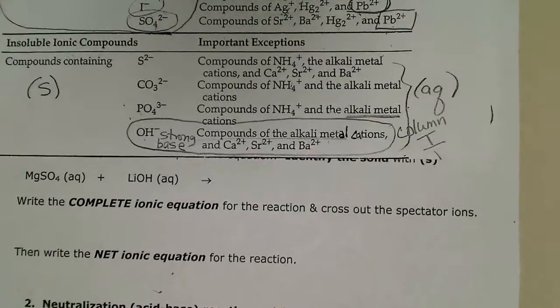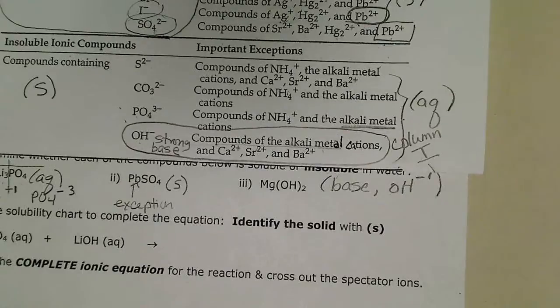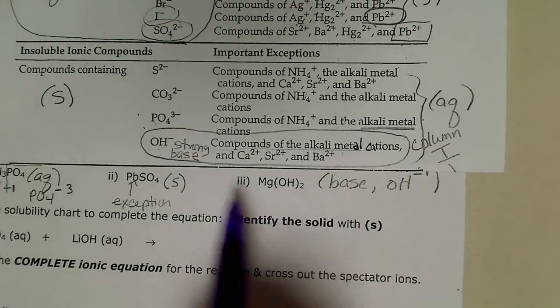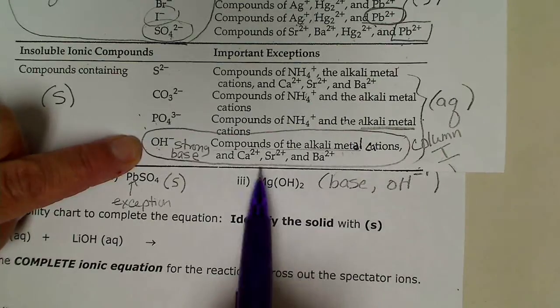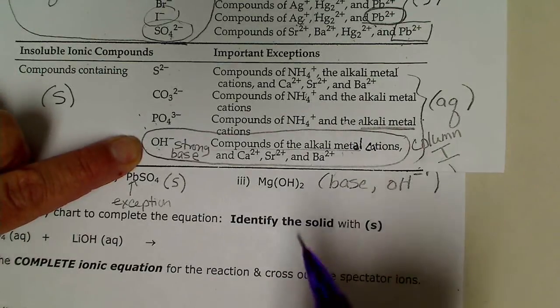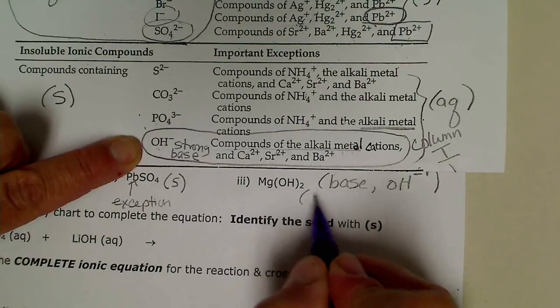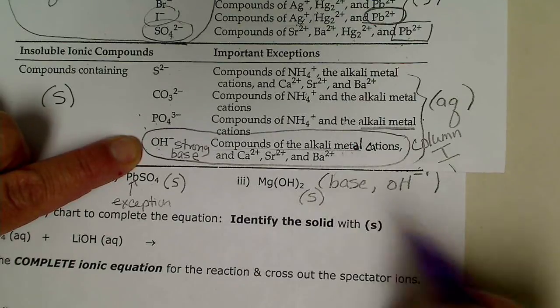So if we look at magnesium hydroxide, hydroxides are insoluble unless they're with a column 1 metal or the heavy column 2s. So this formula would remain a solid.